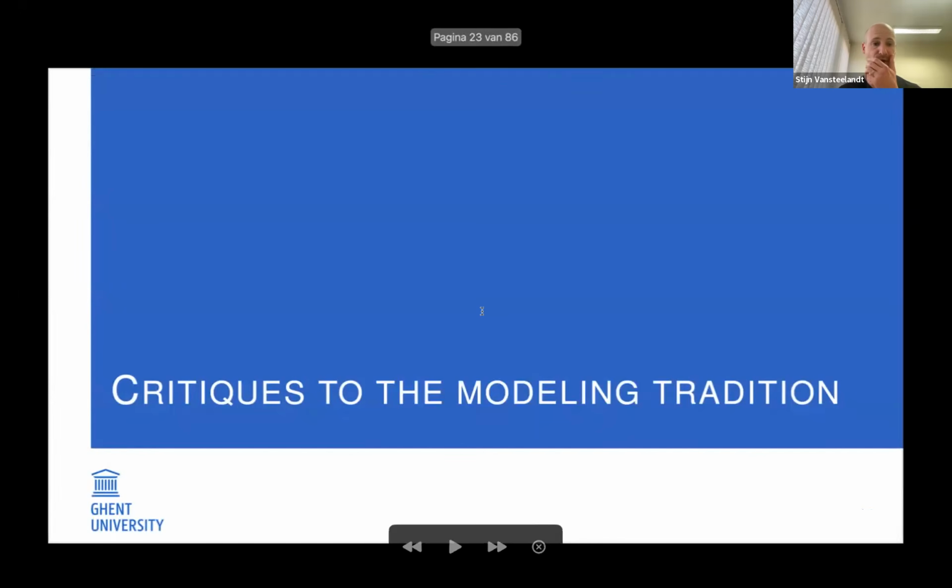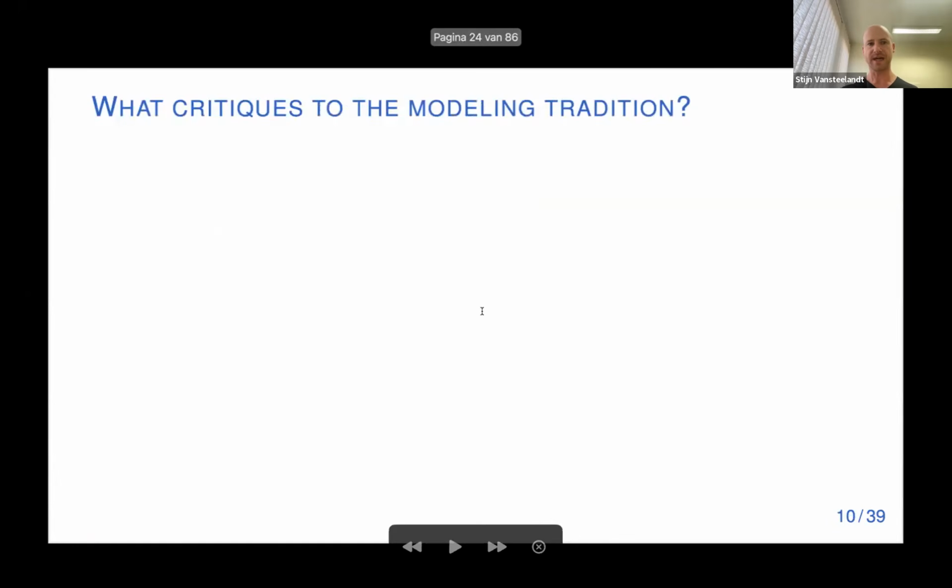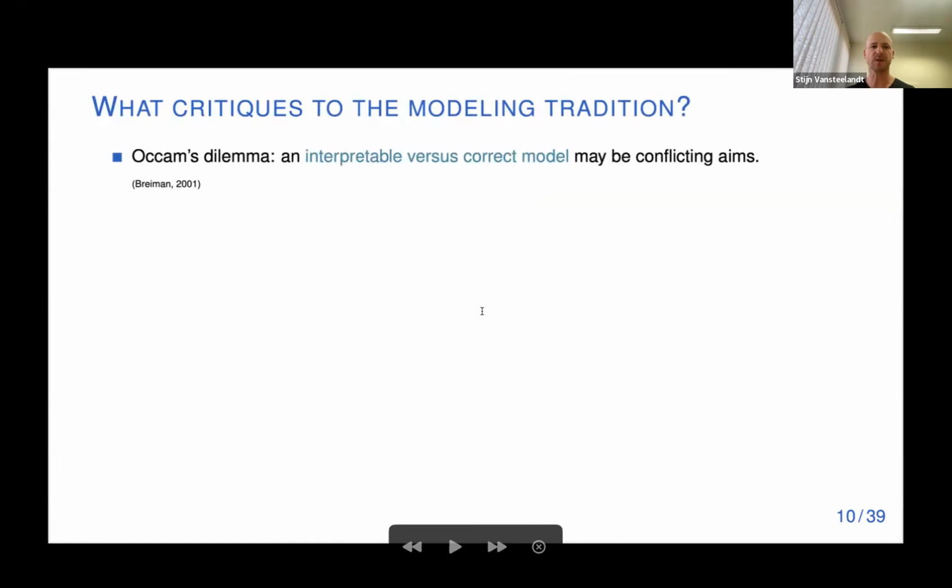Now, let me be a little more explicit about those critiques of the modeling tradition. I'll list a few. The first one is what Breiman called Occam's dilemma. As statisticians, we may often feel a bit torn when we use statistical models, in finding a model that is simple and interpretable and can be communicated to clinicians, for instance, as opposed to working with a correct model that describes the patterns in the data correctly, that does a correct confounding adjustment. And achieving that with one and the same model can be difficult. So these may be conflicting aims.